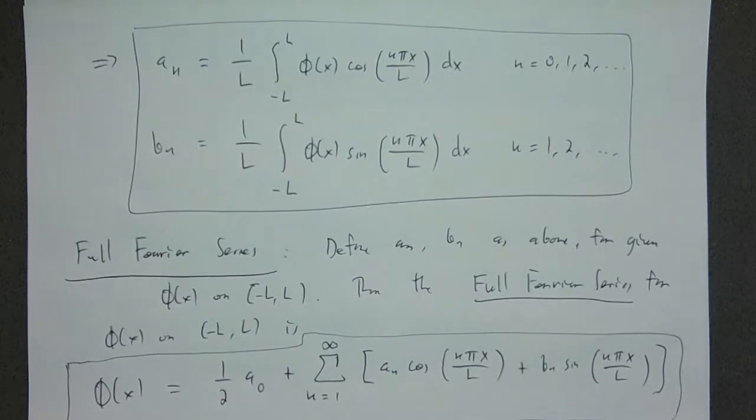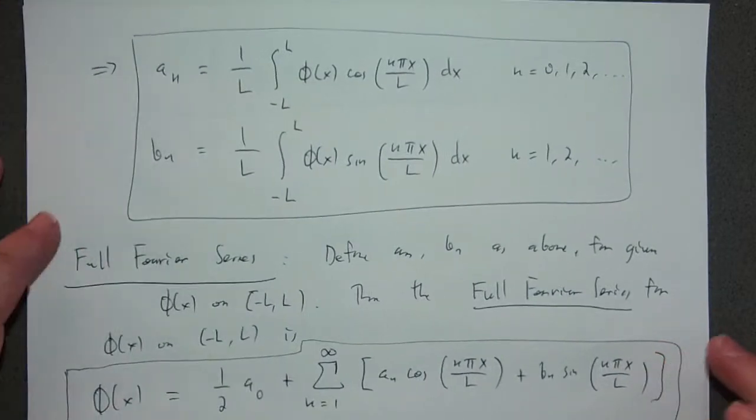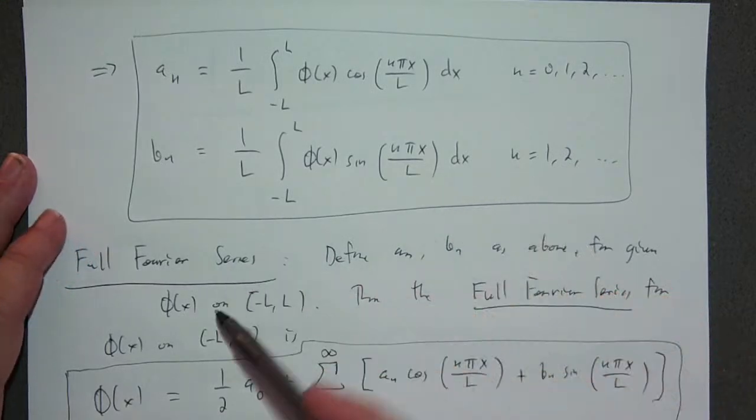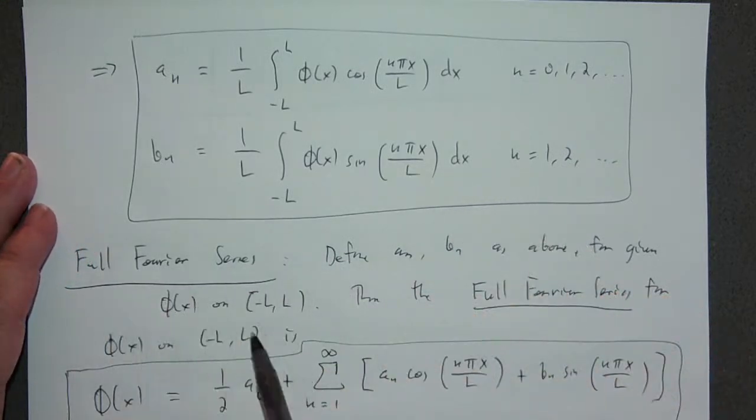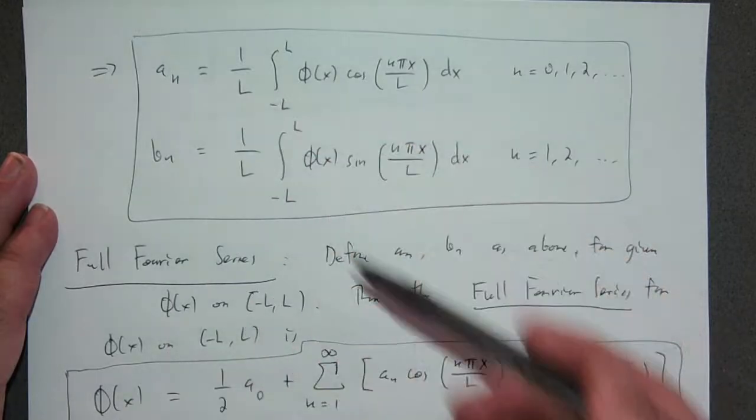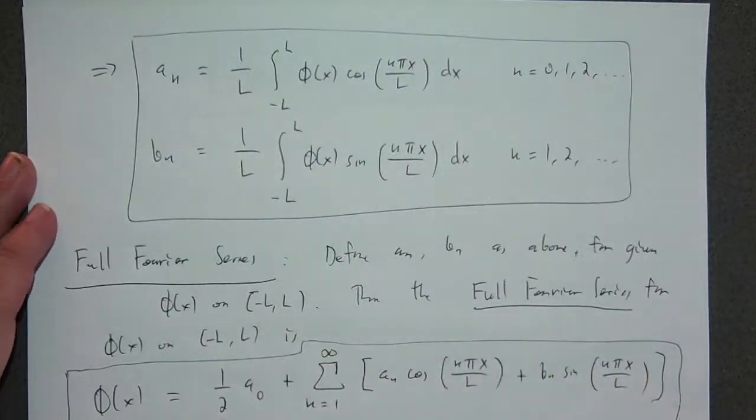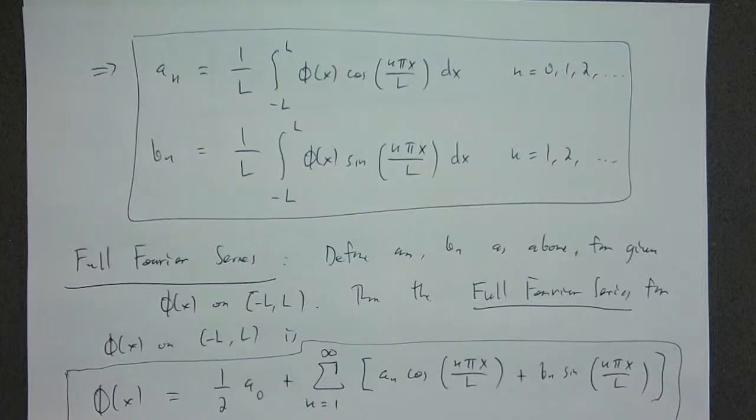Apart from that, one of the main differences was that for the full Fourier series we were given a function defined on minus L to L. For the Fourier sine and cosine series we were given a function defined from 0 to L. That was the window we were investigating for our functions in those cases.